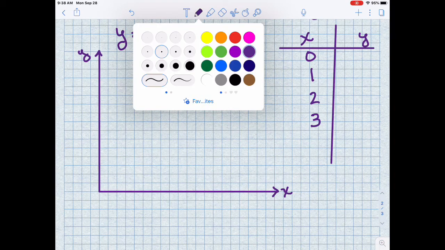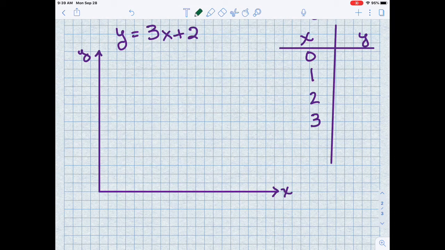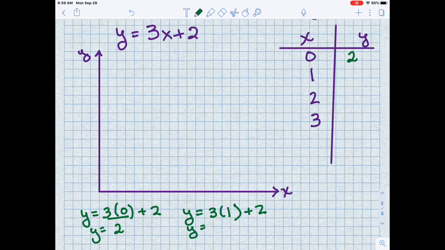So if I'm plugging in 0 for x, y equals 3 times 0 plus 2. This is order of operations, right? 3 times 0 is 0. 0 plus 2 is 2. Y equals 2. Okay, now I'm going to plug in 1 instead of x. y equals 3 times 1 plus 2. Order of operations here, 3 times 1 is 3, plus 2, y equals 5. Okay, see, each x has its own y.